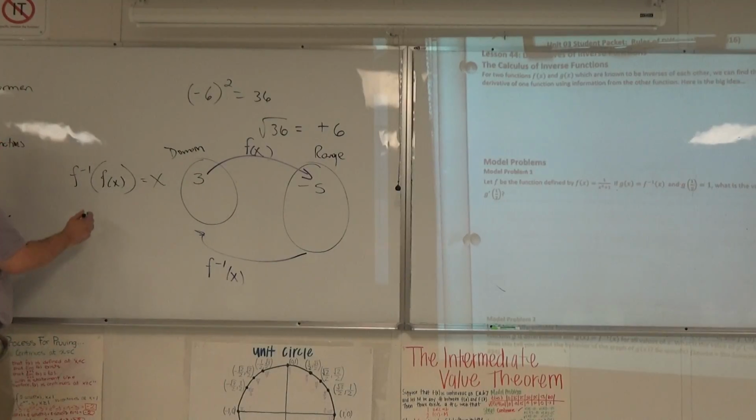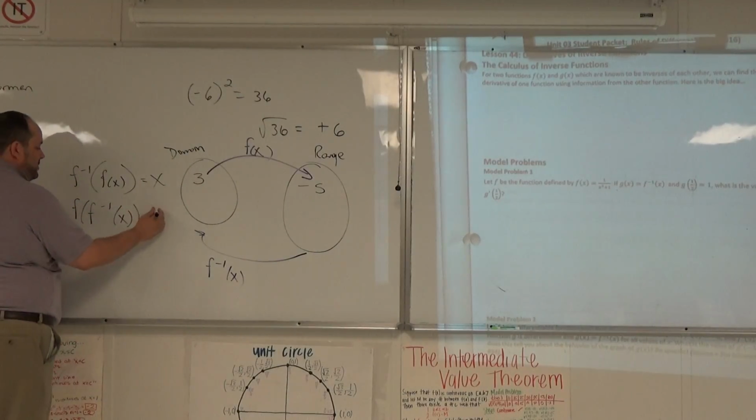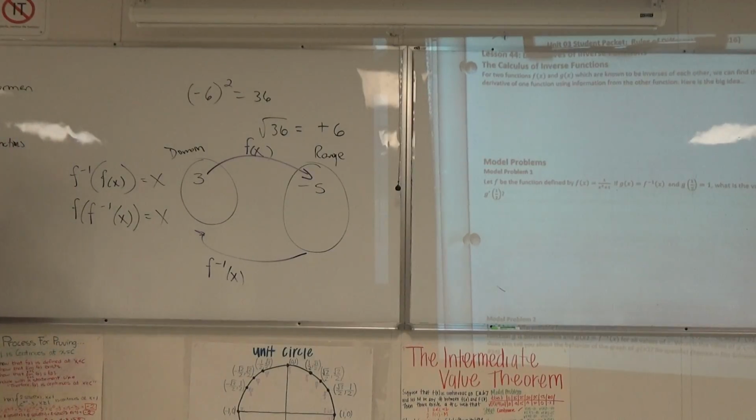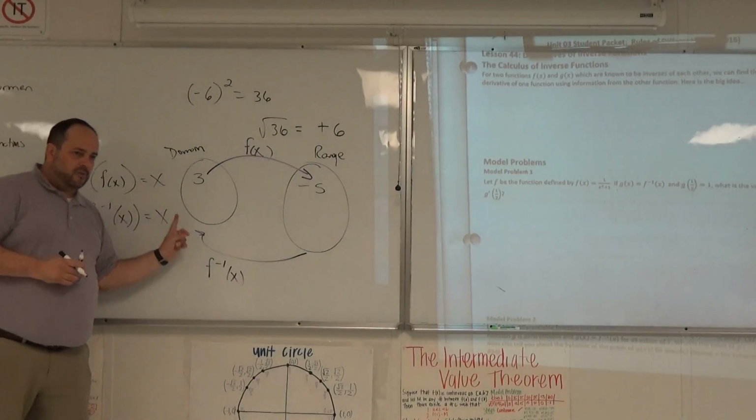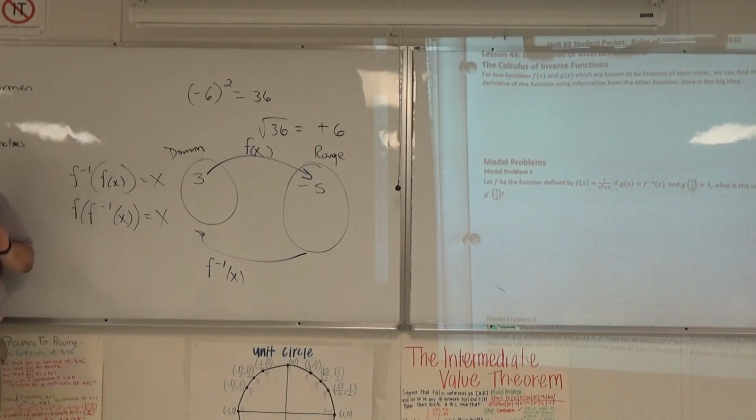It has to work in both directions. It has to be true that f of f inverse of x also gives you x. It has to work in both directions or they're not truly inverses. Big picture, are we kind of okay?